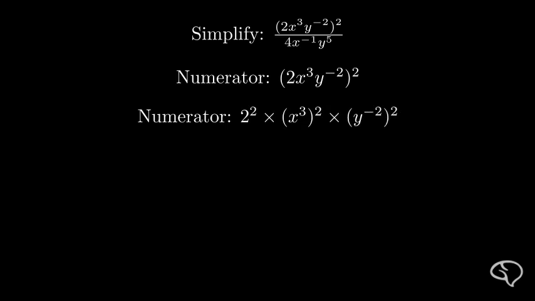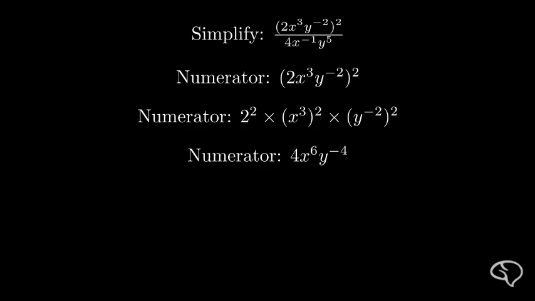Now we simplify each part. 2 squared is 4. For the variables, we use the power rule and multiply the exponents. For x, 3 times 2 is 6. For y, negative 2 times 2 is negative 4. So the simplified numerator is 4x^6 y^(-4).